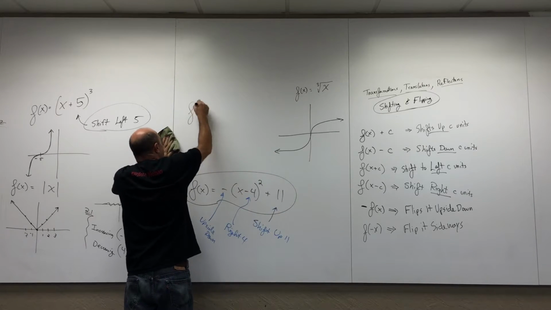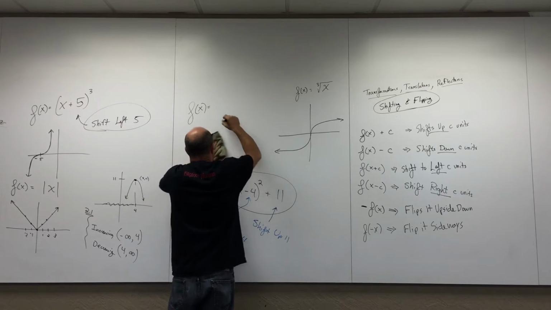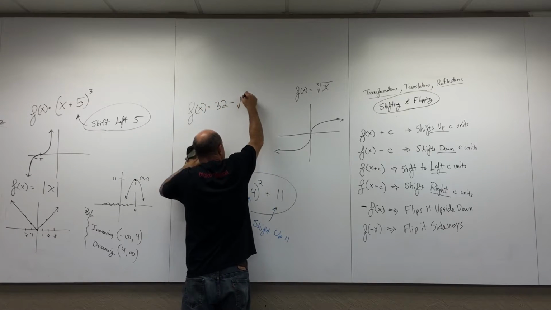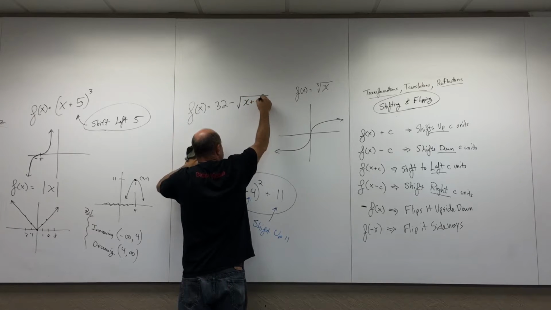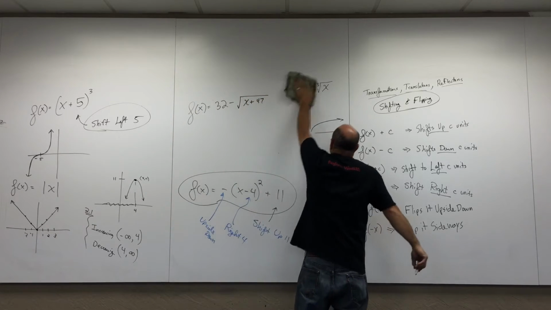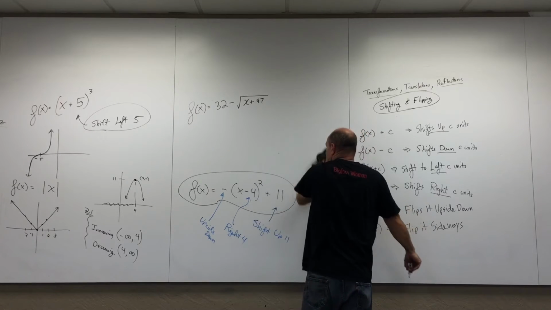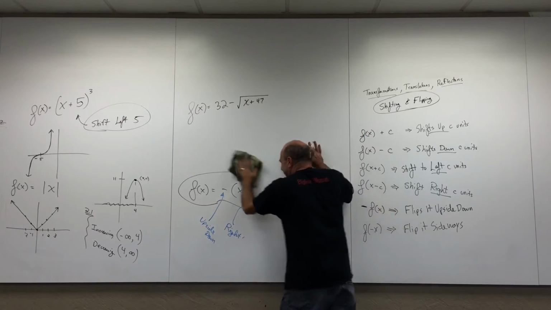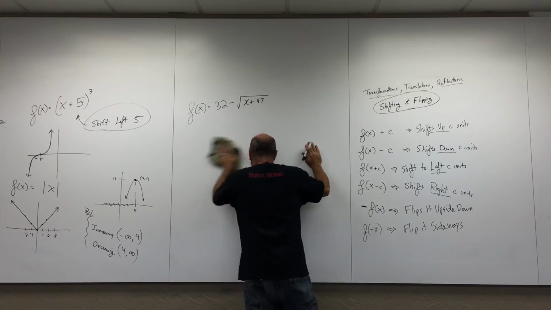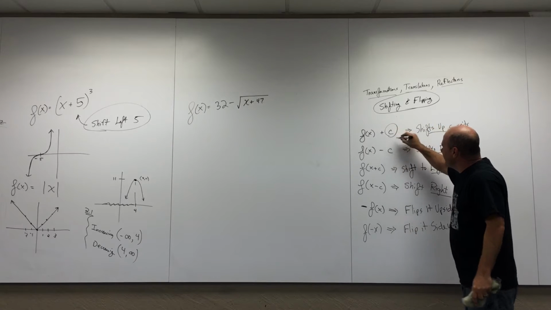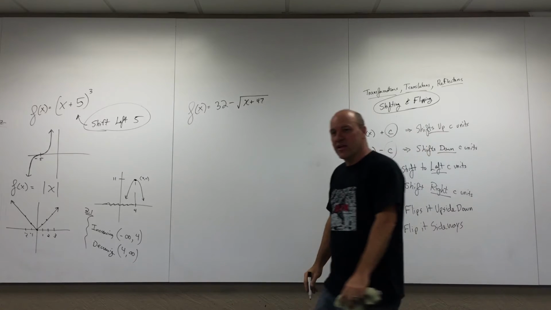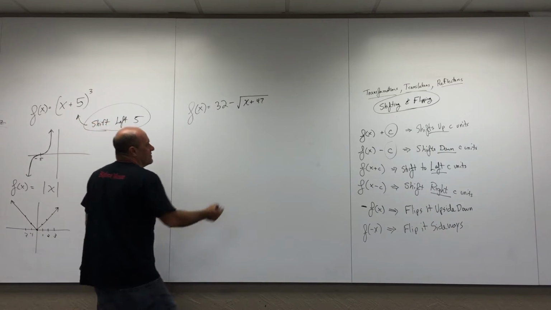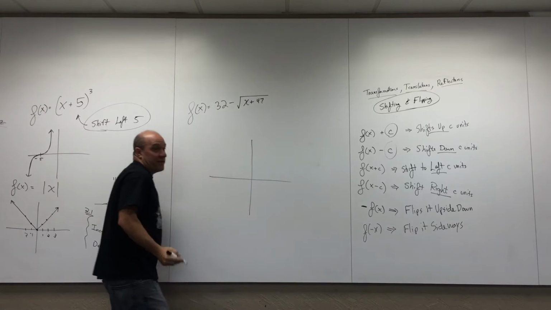Let's try another one. f of x equals 32 minus the square root of x plus 47. Hey, if the numbers get big, does that scare you? Well, they're still just numbers. It doesn't matter how big they are. It could be 1,200. It shouldn't matter.